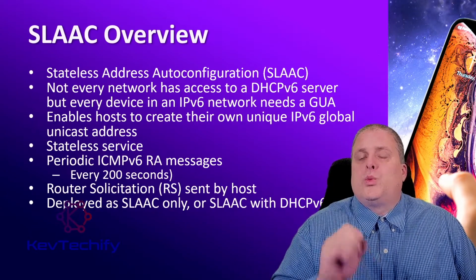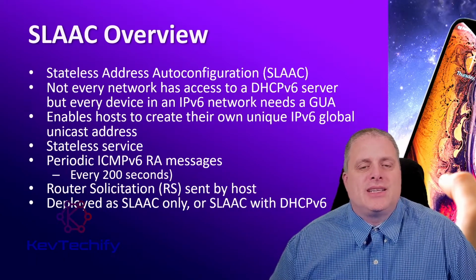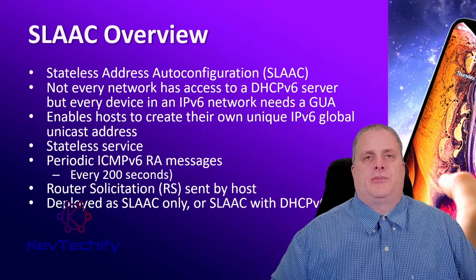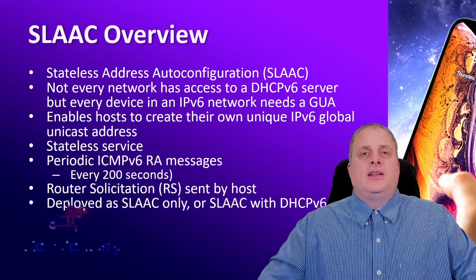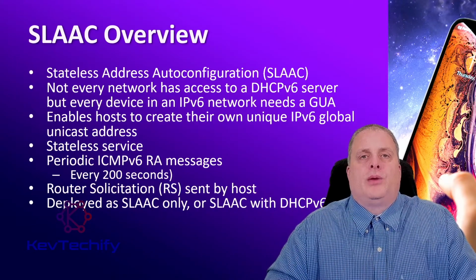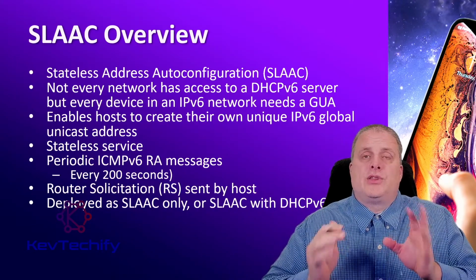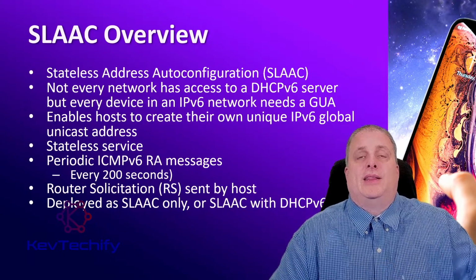When a host wants to figure out what their global unicast address is, they send out a router solicitation message. That's a broadcast that goes out onto the network, and any device that's listening for this specific broadcast will respond with a router advertisement. So router advertisements are sent out every 200 seconds or when they get a router solicitation.